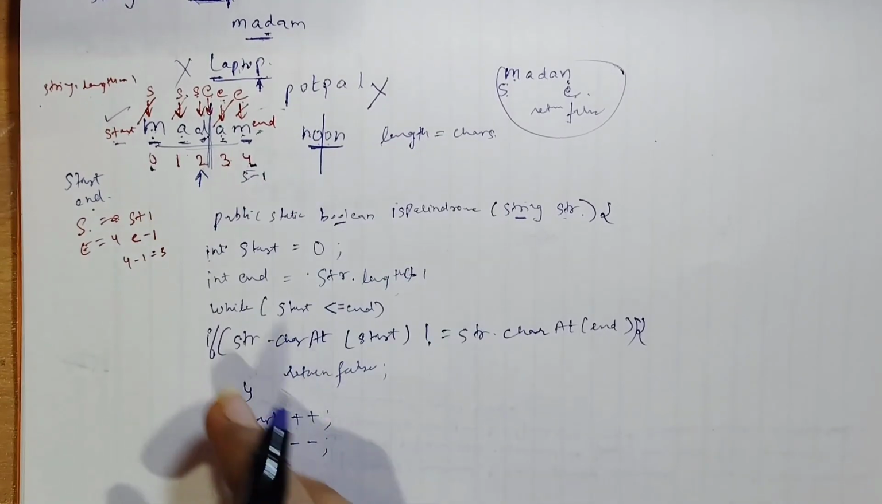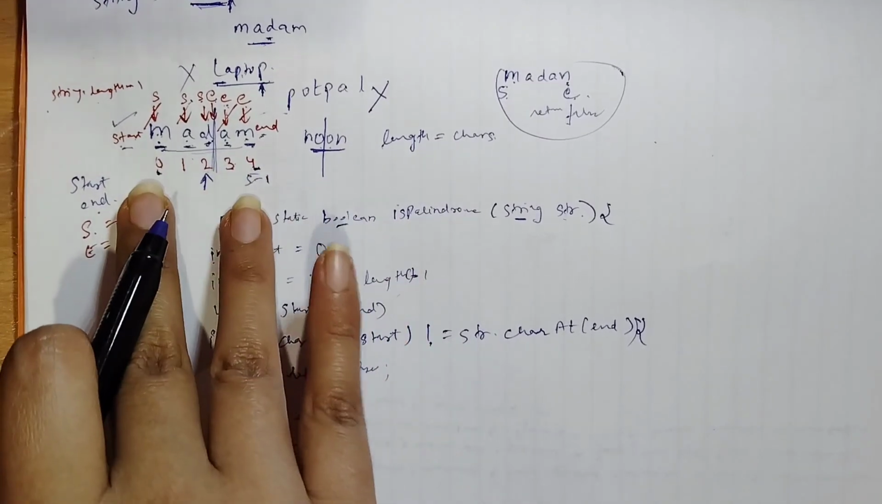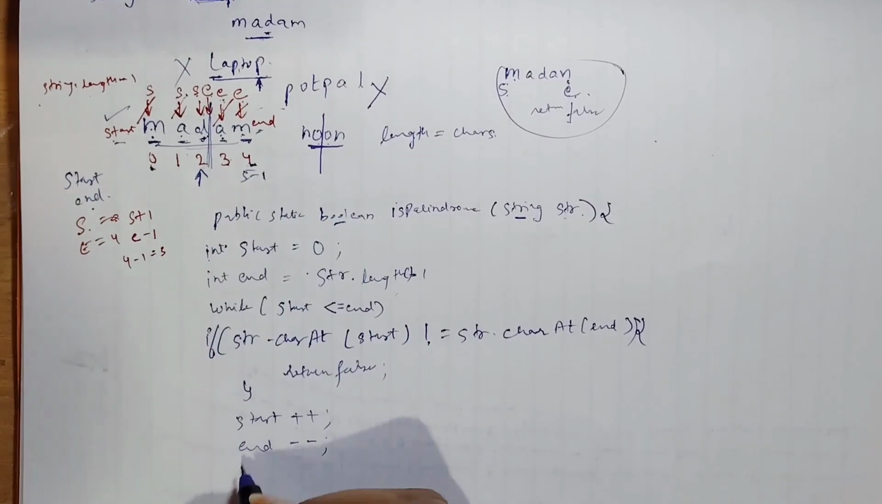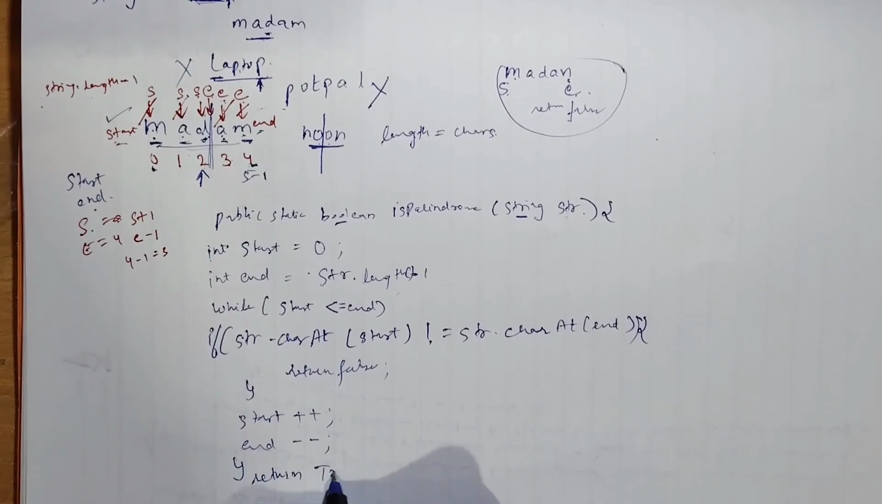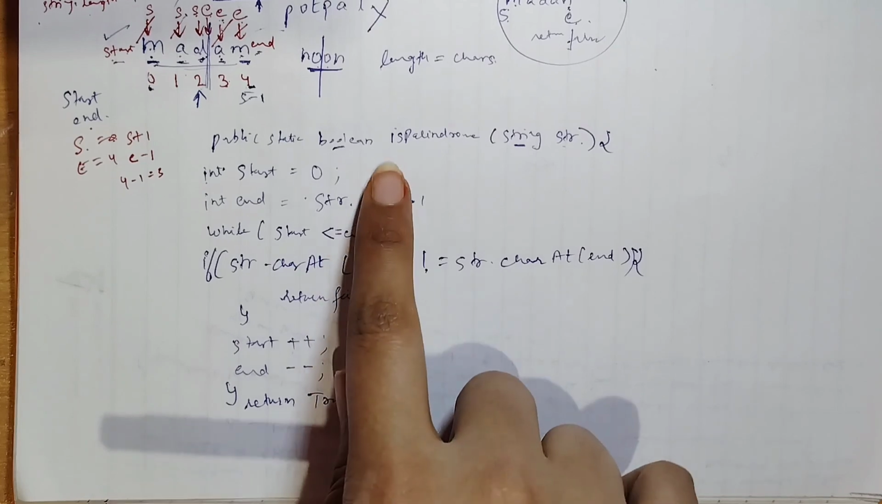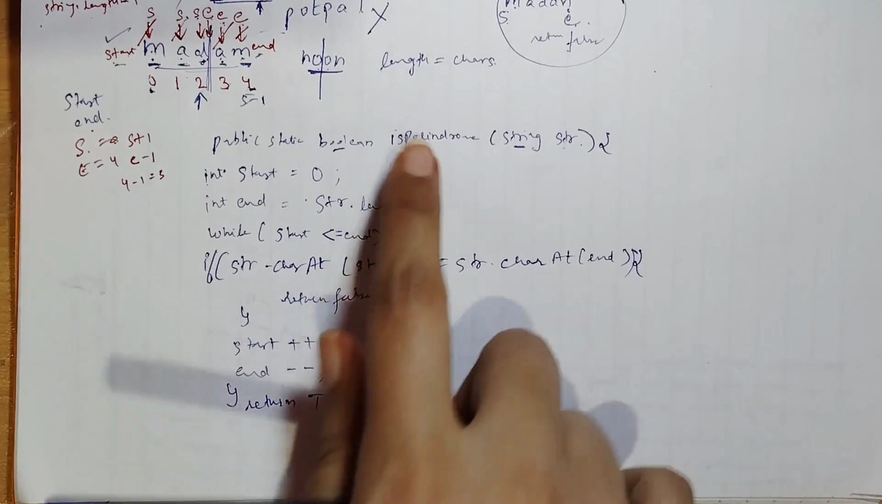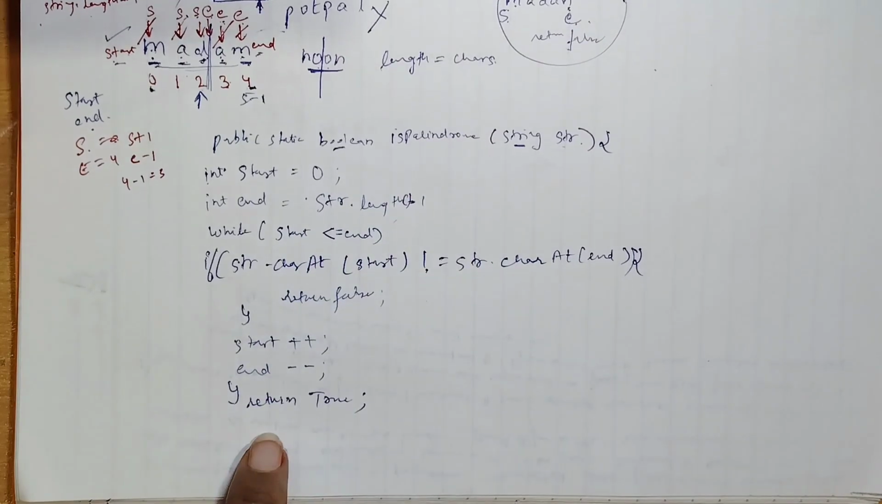So that means we have compared each and every character from the start and they are matching, they are the same, then you return true. Now we have written our complete function, but we have to call this function from our main function.